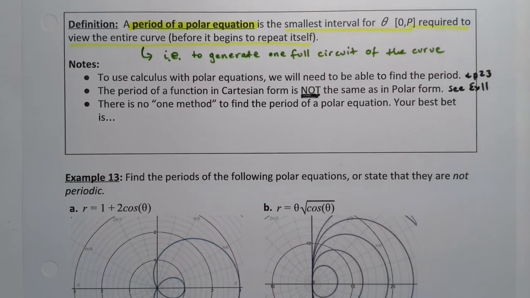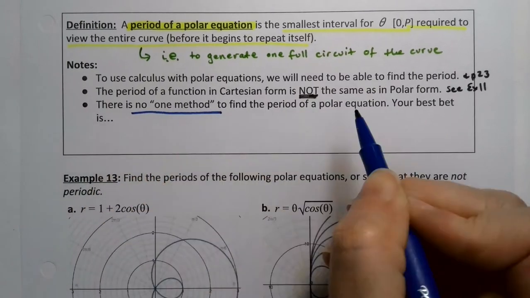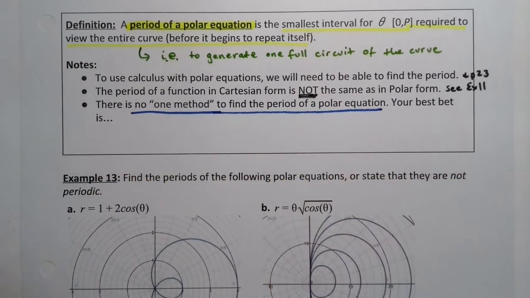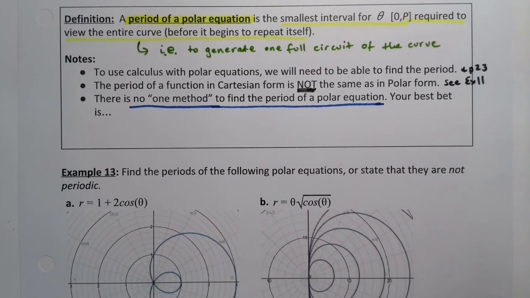Unfortunately, there is no method that's going to get you the period of a polar equation other than thinking about it using trial and error, so using your brain. You'll sometimes see online there's a little trick for one special kind of curve, but it doesn't always work. So what's the point in that?